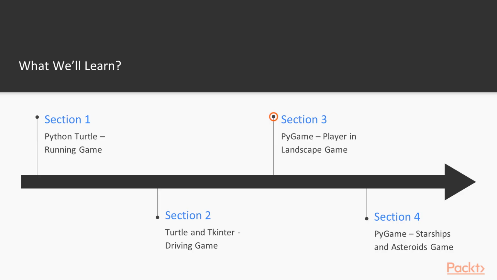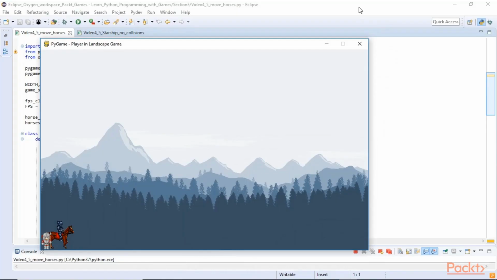In section 3, we will use Pygame to create a player in landscape game. So Pygame is different than Turtle, so section 3 starts with Pygame. This is an example of section 3. We have a little horse that can run backwards and forwards. Then we have a little warrior here, a little guard. It can also turn around and come back down, and so on.